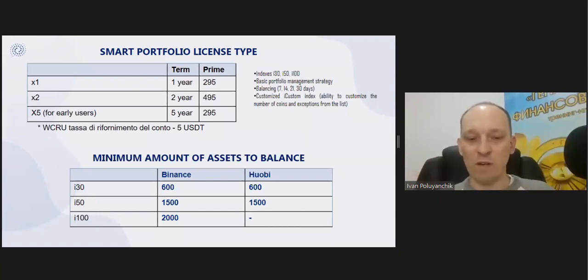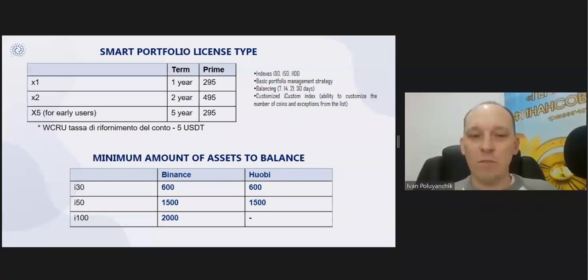In case you use top 50, then the smart portfolio to operate needs more, at least 1,500. And if you want to choose index of 100 top currencies, the amount of the deposit is at least 2,000, and it is only the Binance exchange, as there is a wider choice. In hobby, the selection of cryptocurrencies is smaller. Therefore, we decided not to buy the product for top 100, but for top 50 it is enough.